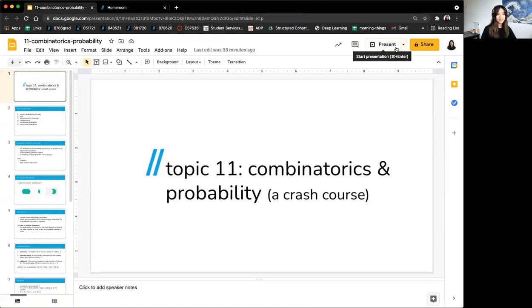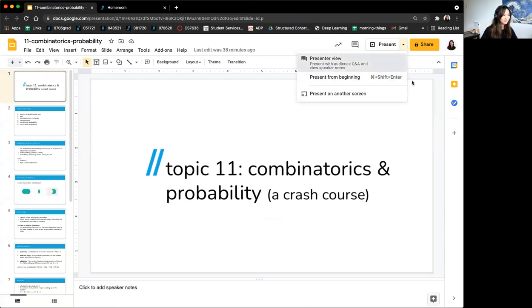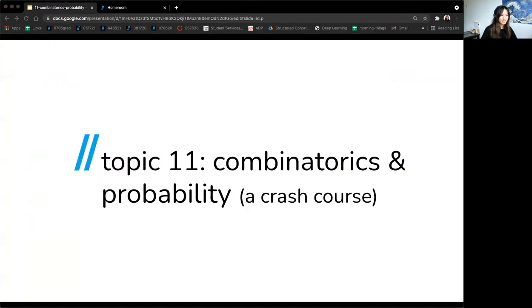All right, it's going to be very, very conceptual, so we'll prepare for that. Okay, let me throw this up here and let's get into topic 11, which is combinatorics and probability.